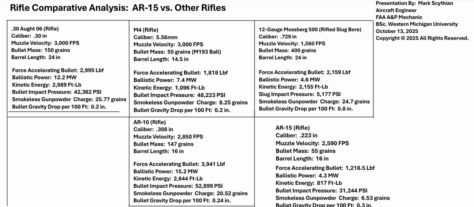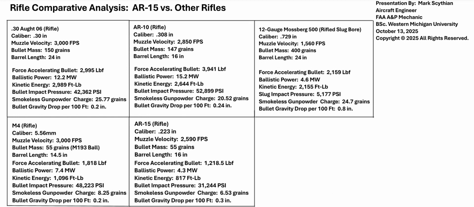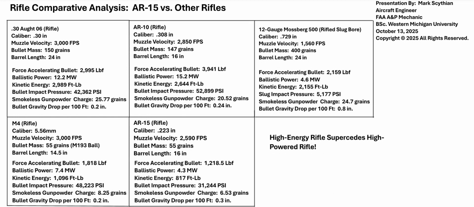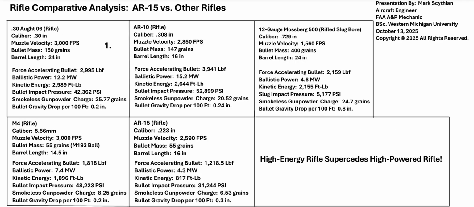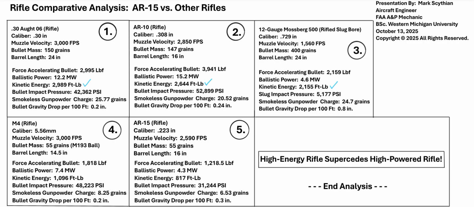So if we order this from the most energetic rifle to the least energetic rifle, based on the engineering physics standard that the high energy rifle supersedes the high powered rifle, the 30-06 would be the most energetic rifle, followed by the AR-10, then the 12 gauge Mossberg 500 rifle slug bore, number 4 the M4 rifle, the M4 Carbine actually, and then the AR-15 is the least energetic.